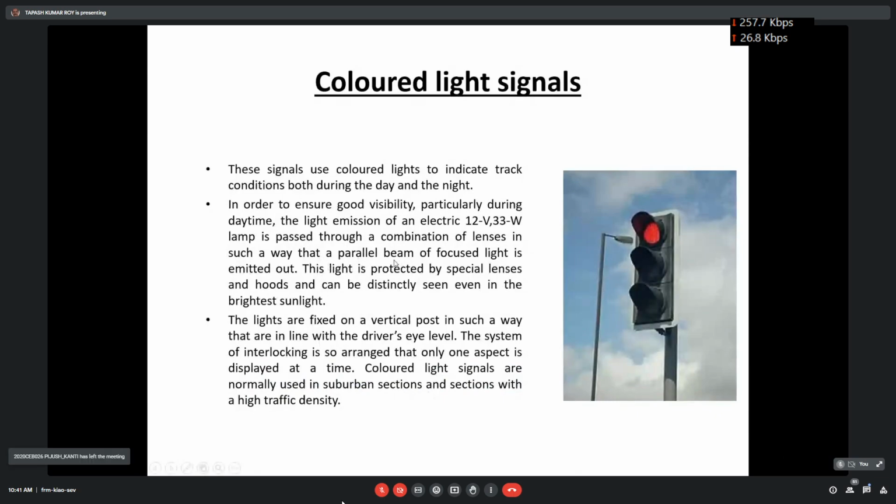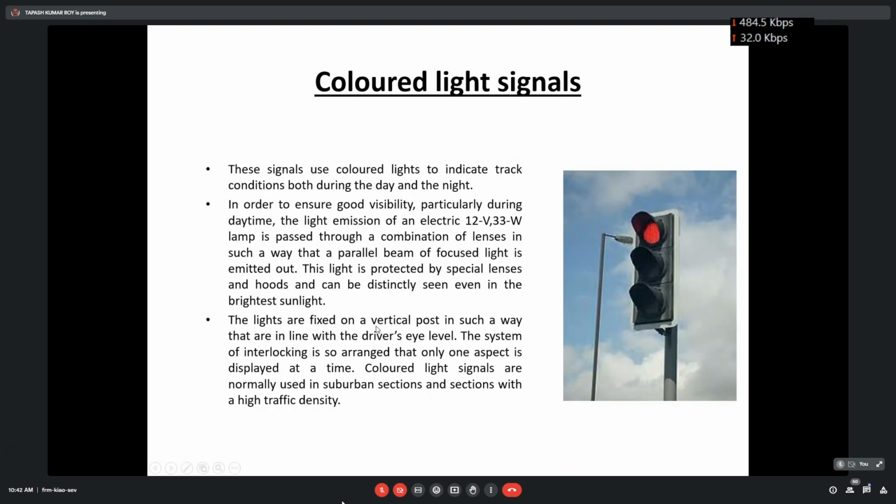So it shows a parallel beam focused light to emit it out. This light is protected by a special lens and hood. On top of it, this is the hood. So this can be distinctly seen even in the brightest sunlight, because it is a high voltage line, as well as a number of lenses are fitted on top of it. So this line will provide a parallel beam, so it can be visible from a long distance.